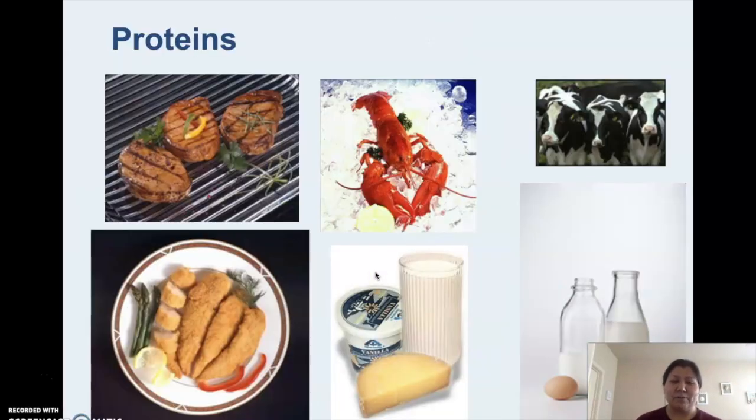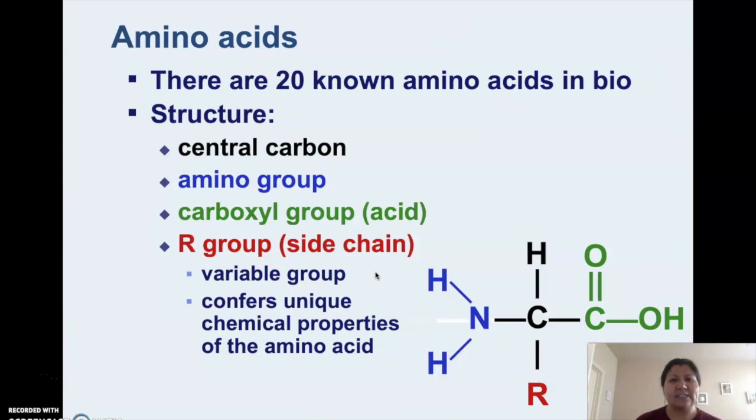All right, so proteins. Proteins are made out of amino acids. Amino acids are going to be my monomers that make up those bigger structures of proteins. Proteins are extremely versatile. They make up pretty much everything in our body, and also, if you're looking at any other living thing, they're made out of proteins.